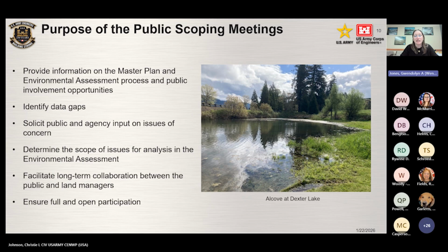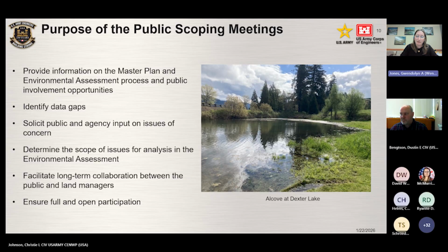All right, so why are we here today? Prior to revising the master plan for these 4 lakes, the Corps is interested in receiving feedback from the public on their experiences in these places. We really value the public engagement, and these scoping meetings help identify data gaps that we may have, provide additional information that we hadn't considered, and allow us a space to share ideas and receive honest feedback on your concerns and your priorities on how these places are managed. We can build from today for long-term collaboration, and we want to make sure that we welcome in everyone that wants to participate. So now I'm going to turn it over to Dustin Bankston, and he's going to give us a Willamette Valley Project overview.